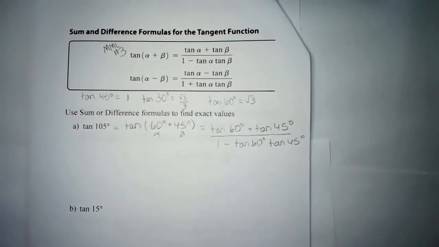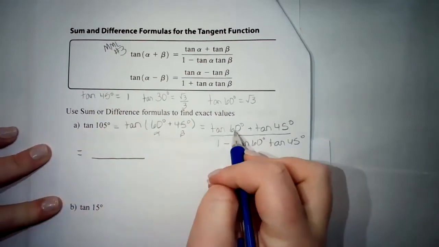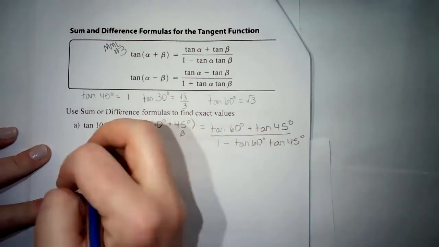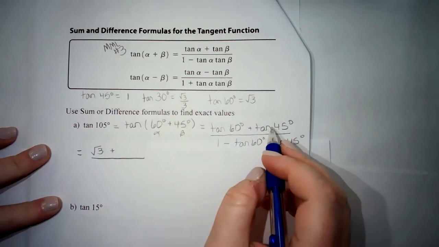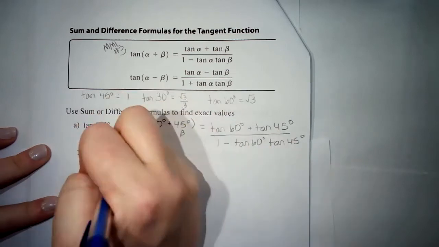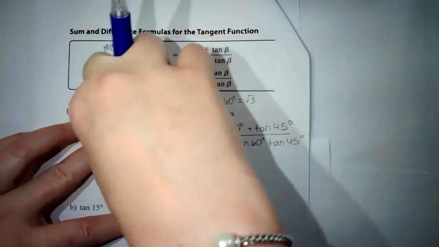That's what we ended up with. So now we're just going to use these values that we already created and plug them in. In the numerator, tangent of 60 is square root of 3. Here's my plus. Tangent of 45 is 1. There's my numerator. I don't even need this gigantic line.